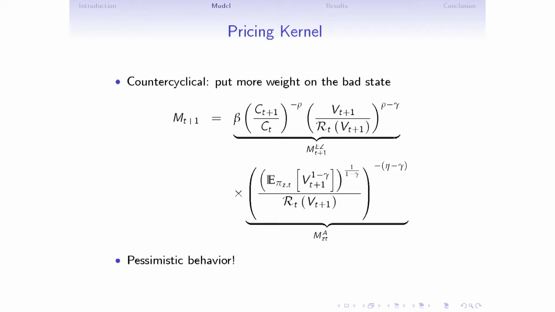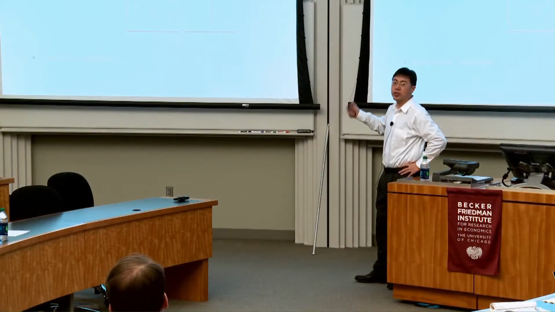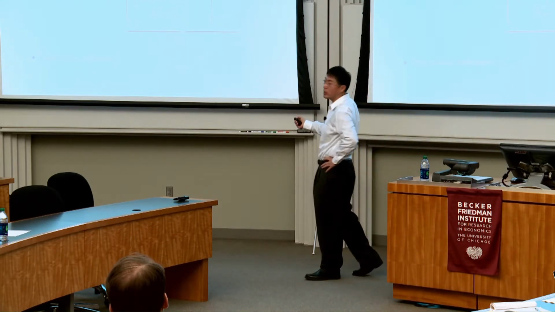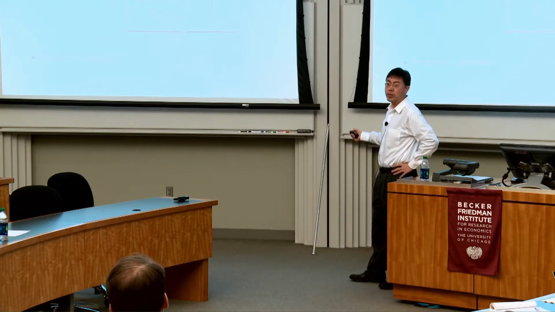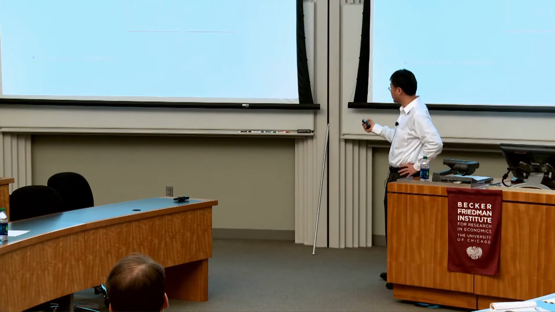You can see here, Z is the state: you have a high state and a low state. Typically, for the high state this weight is a little bit higher, and for the low state it is smaller. However, we have ambiguity aversion. Eta is bigger than gamma, so that means you put more weight on the recession state, the bad state. So you have pessimistic behavior. You can generate a countercyclical pricing kernel, and this helps asset pricing, as we're going to show in a minute. This extra term helps a lot. Also, I will emphasize that this is not observationally equivalent to recursive utility or Epstein-Zin utility. It's completely a new model, a new class of models.